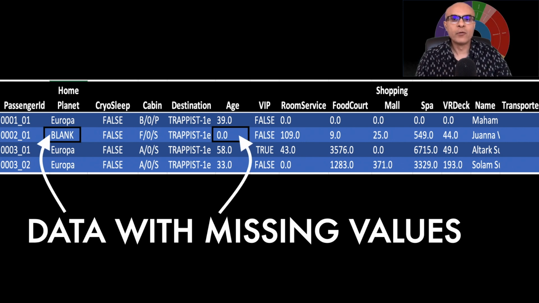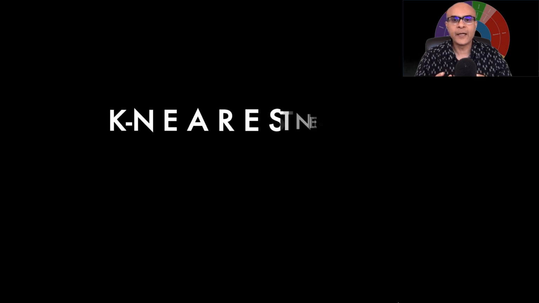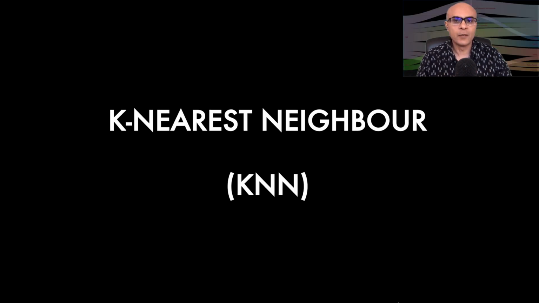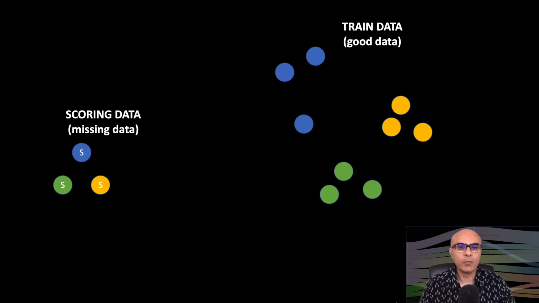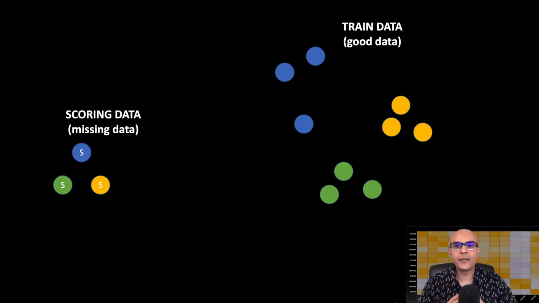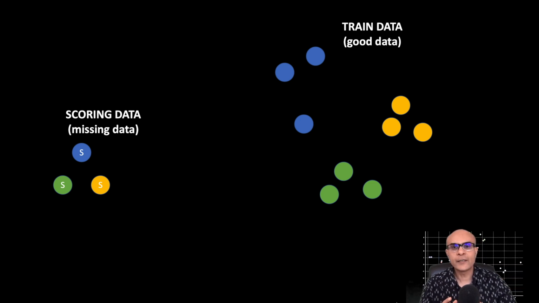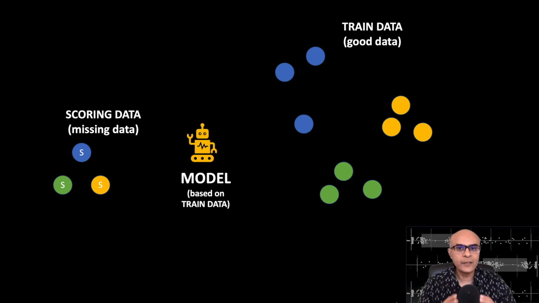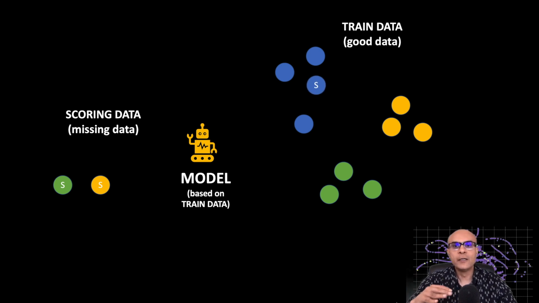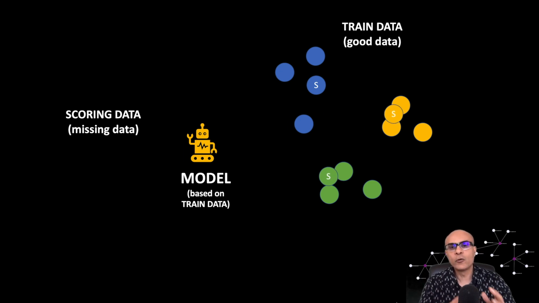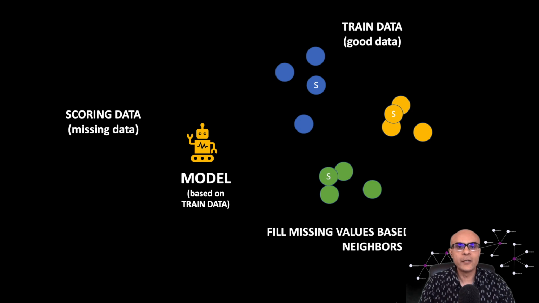Though there are many ways to replace missing data, the KNN or the K nearest neighbor algorithm works very well in the Space Titanic problem. This algorithm will split the data into two, the training dataset and the scoring dataset. The training dataset is the good data and the scoring dataset is the data with missing values. The training data is used to train the KNN model, and then using this model we can find out the nearest neighbors of the records in the scoring dataset. And then it is going to fill up the missing values based on the nearest neighbors.